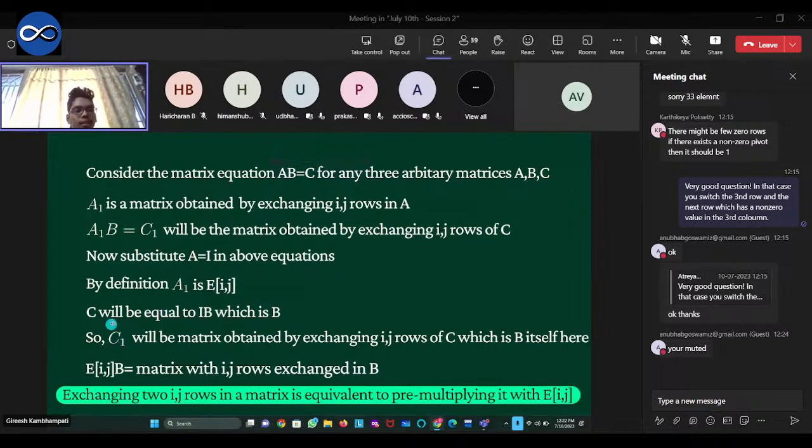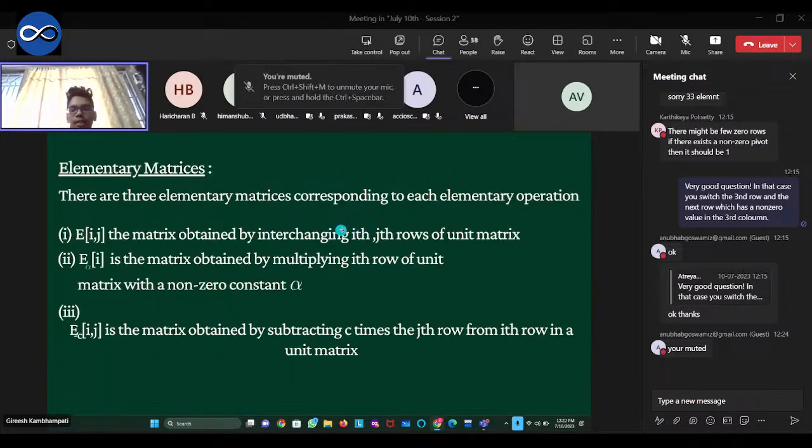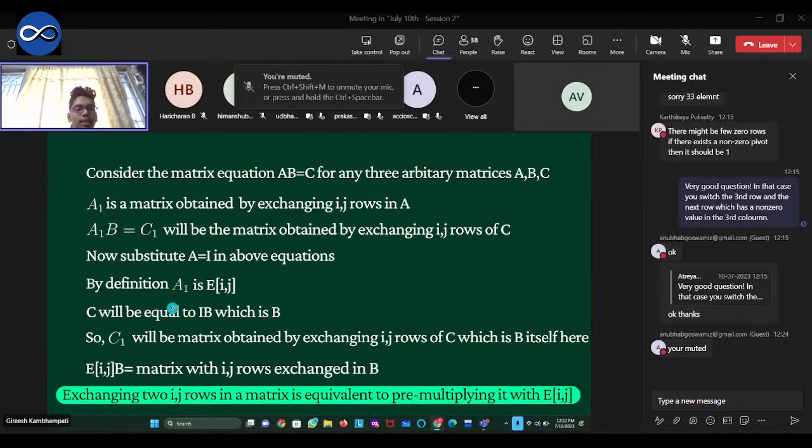Now by definition, what will A1 be? A1 will be Eij, because we took A equal to I, so A1 will be the matrix obtained from I by interchanging the i and j rows. As per our definition, this is Eij, just a notation. So C will be equal to B.